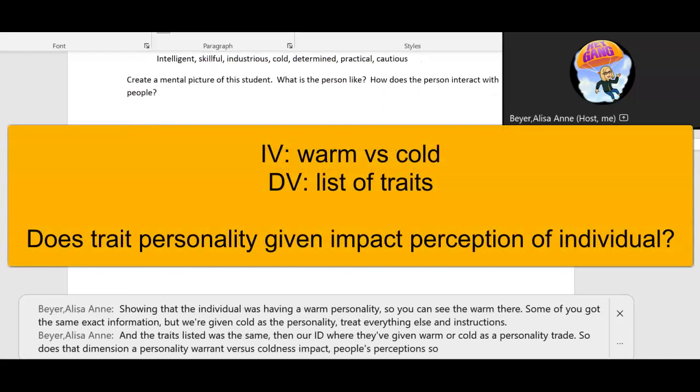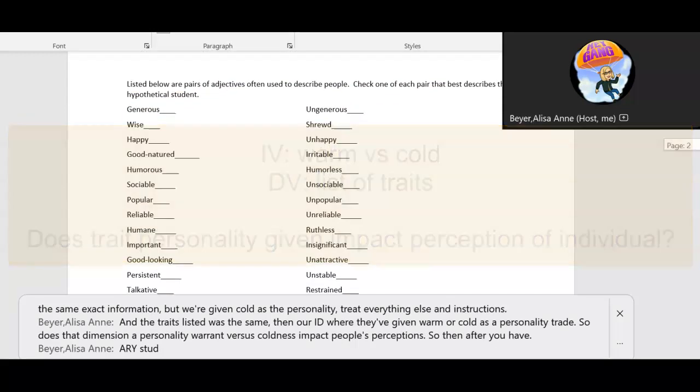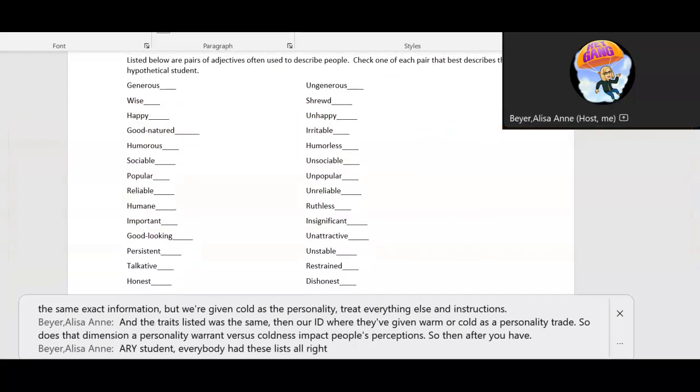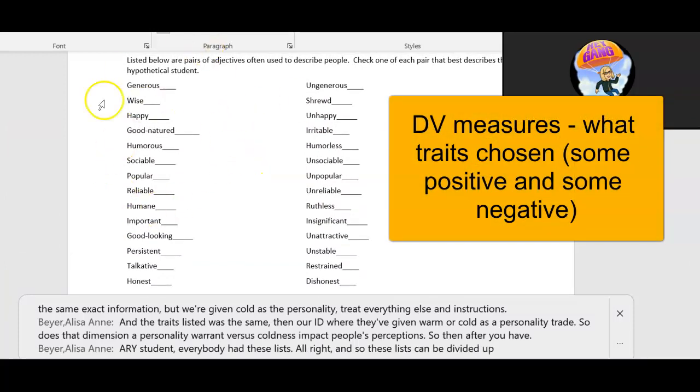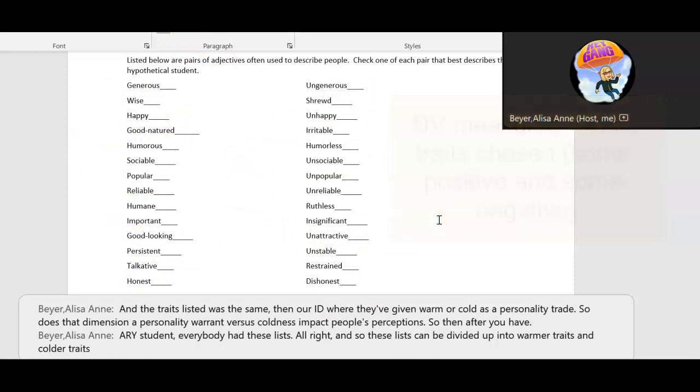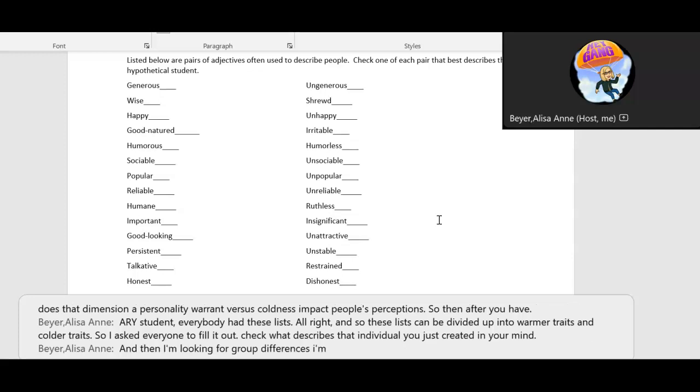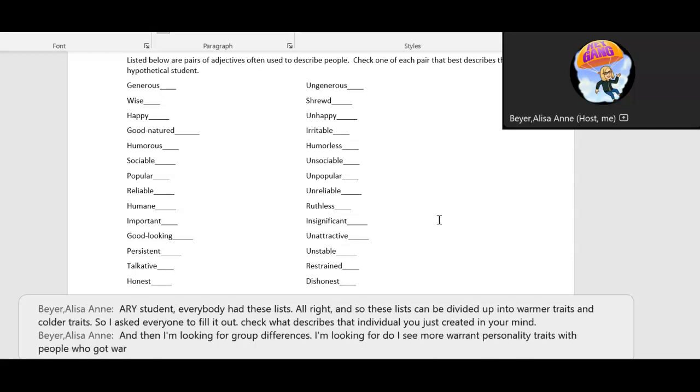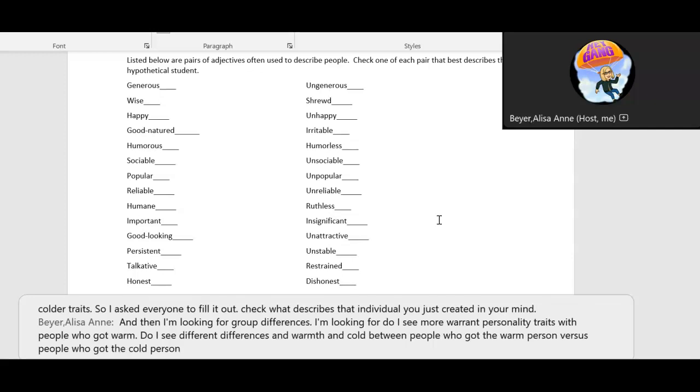So then after you have created that imaginary student, everybody had these lists, all right? And so these lists can be divided up into warmer traits and colder traits. So I asked everyone to fill it out, check what describes that individual you just created in your mind. And then I'm looking for group differences. I'm looking for, do I see more warmth personality traits with people who got warm? Do I see differences in warmth and cold between people who got the warm person versus people who got the cold person? So let's go ahead and look at our data.